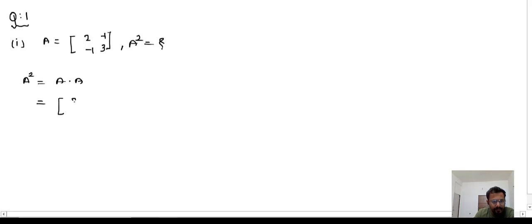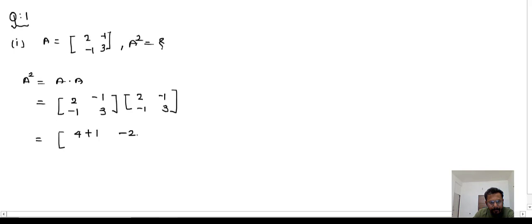So A is [2, -1; -1, 3] and again [2, -1; -1, 3]. Now first row with first column, first element with first: 2 times 2 is 4, minus into minus is plus, so 1 times 1 is 1. First row, second column: 2 times -1 is -2, minus 3.